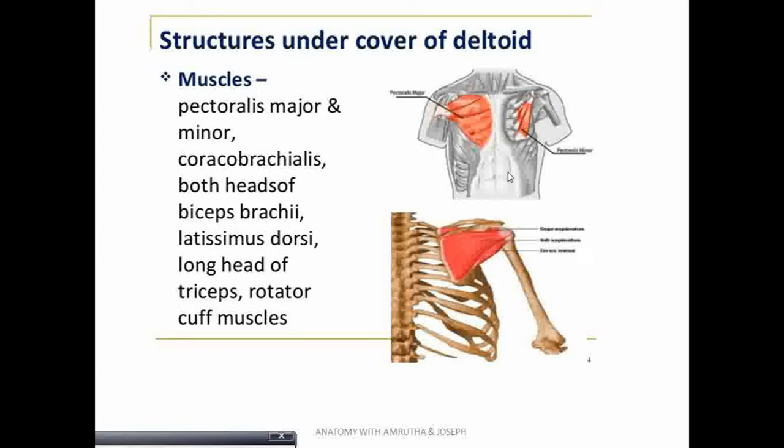There are some structures which are under the cover of deltoid. Muscles like pectoralis major, minor. Pectoralis minor is a muscle which is deep to pectoralis major. Coracobrachialis, both heads of biceps brachii. Biceps brachii is a muscle of the arm. Latissimus dorsi. Long head of triceps. Triceps is a muscle in the posterior aspect of the arm. Rotator cuff muscles. These muscles are placed under the cover of deltoid.